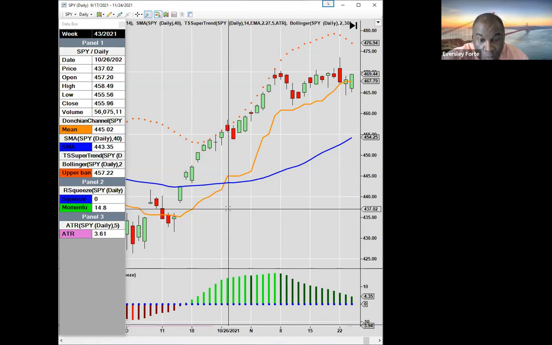So when I say one expiration cycle, one full expiration cycle is the Monday after expiration Friday until the following month's expiration Friday. That's one full cycle.